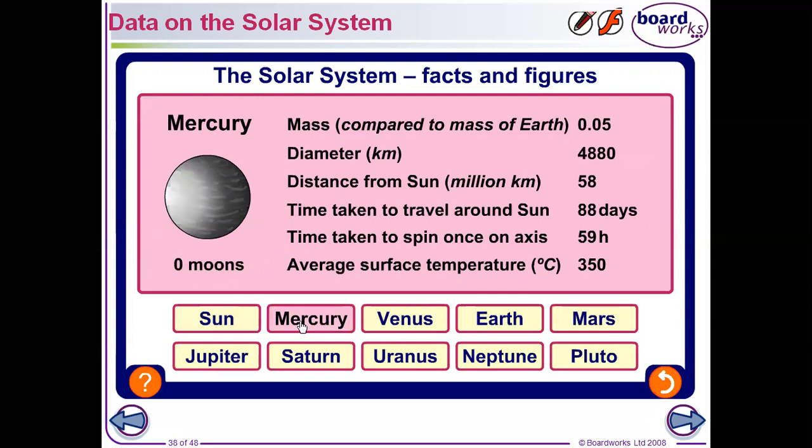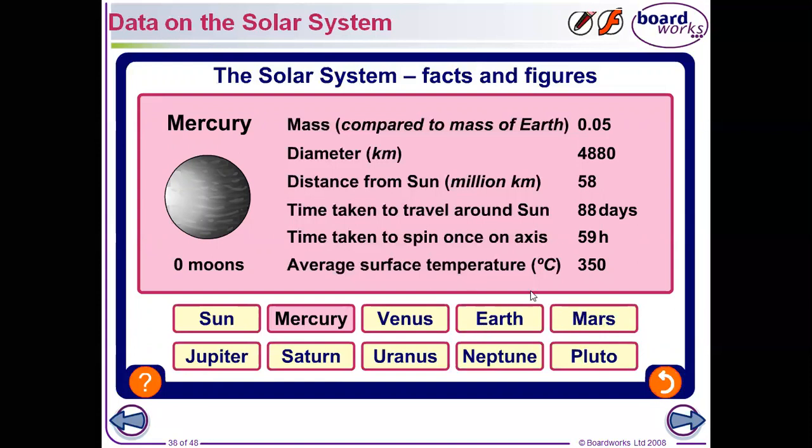That is Mercury. The diameter is about 4,808 kilometers. It's about 58 million kilometers from the sun. It takes just 88 days to travel around the sun. Okay, that is a year on Mercury. When we compare it to Earth, it's about 88 days on Earth.